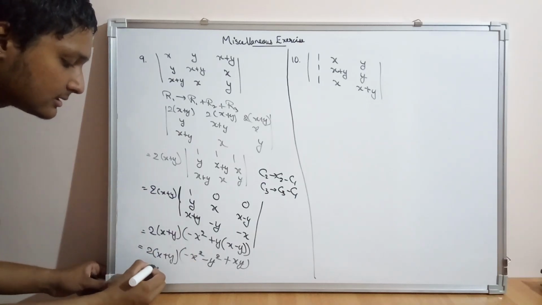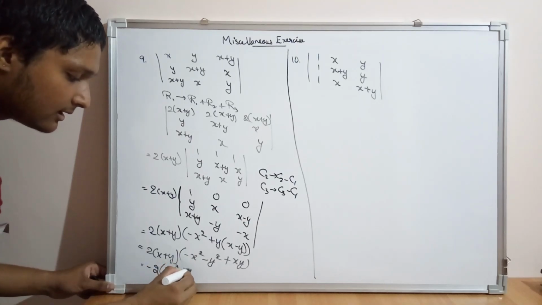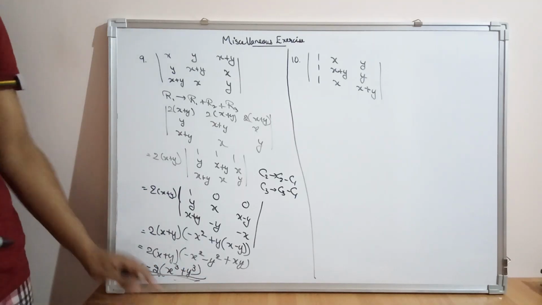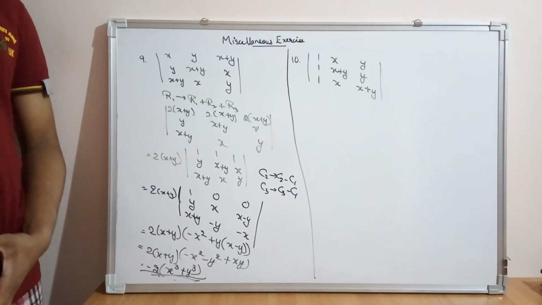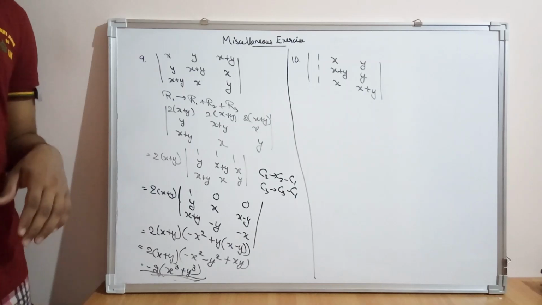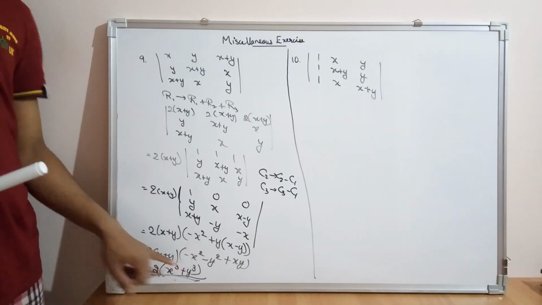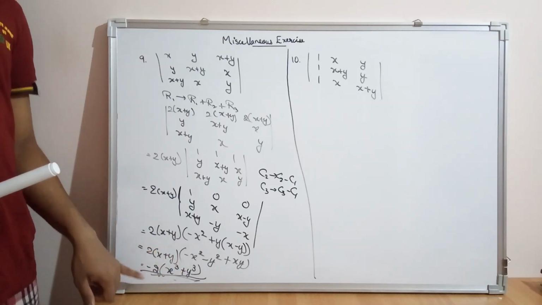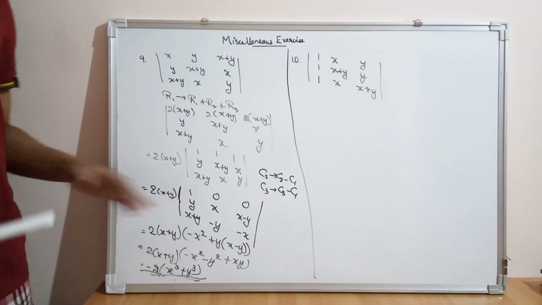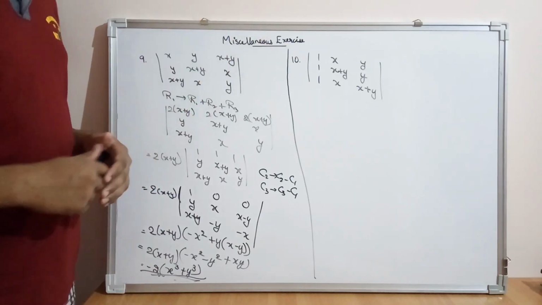So it is going to be minus 2 into x cube plus y cube, because we know a cube plus b cube is equal to a plus b into a square plus b square minus ab. One minus sign we removed from this bracket, so we got one minus sign outside. So the simplified answer is minus 2 into x cube plus y cube. That's all about the 9th question, the most simplified answer. Next we'll move on to the 10th one.